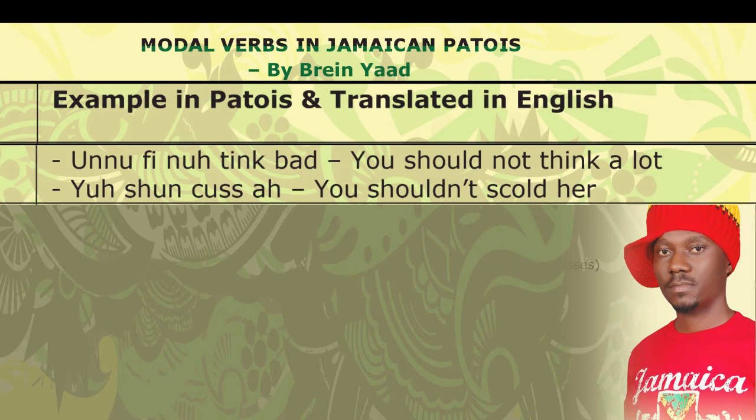So somebody tells a group of people, Unu fi not think bad, you should not think a lot. Unu, a group of people. Unu fi not think bad, you should not think a lot.